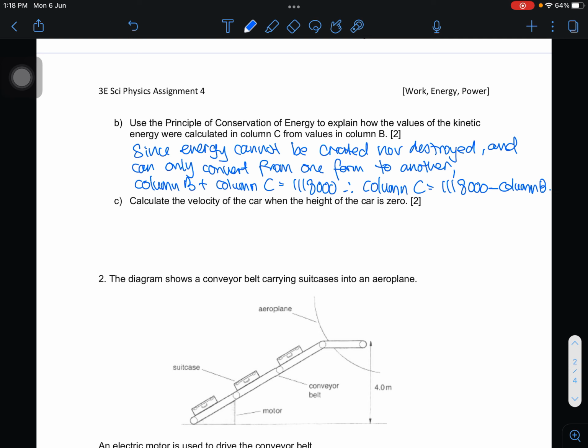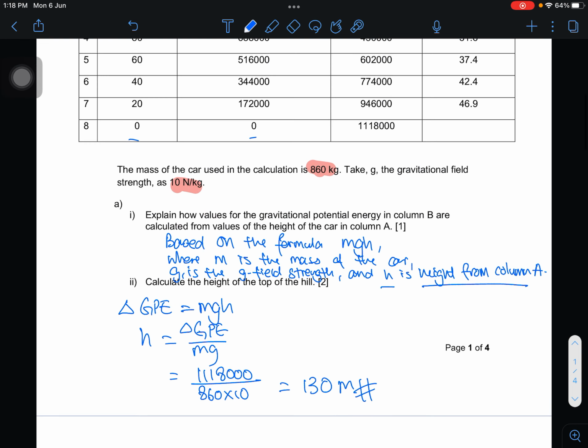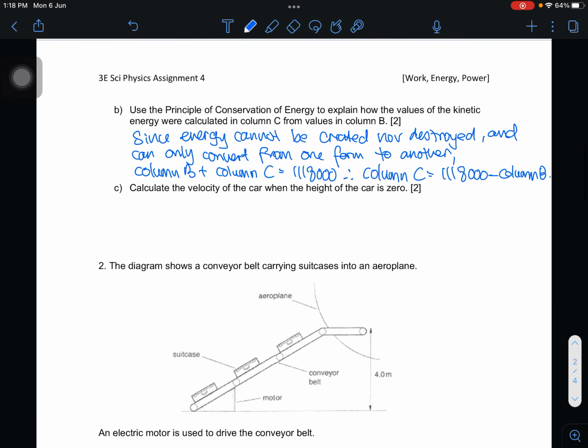Calculate the velocity of the car when the height of the car is 0. So when the height is 0, if it is 0, it means what? This is the KE, so it equals half mv squared. So v equals the square root of 2 times 1118000 divided by 860. 2 times 1118000 divided by 860 is 2600, so we square root 2600.